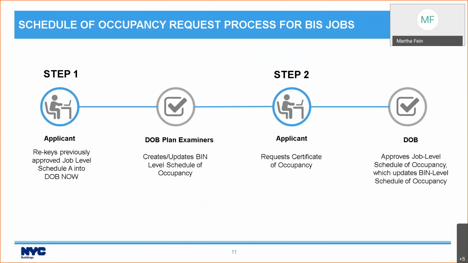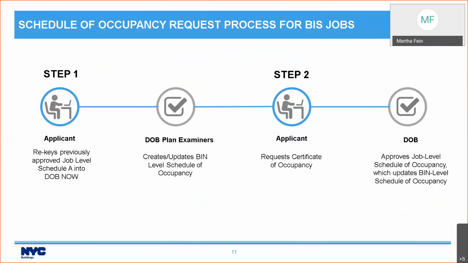So this is just a quick visual. It's a simple process. You're going to put in your schedule of occupancy request. What you're going to do is you're going to actually retype the information from your Schedule A into DOB NOW: Build.